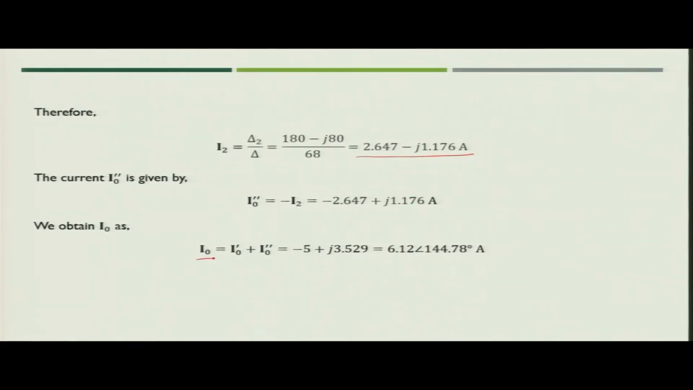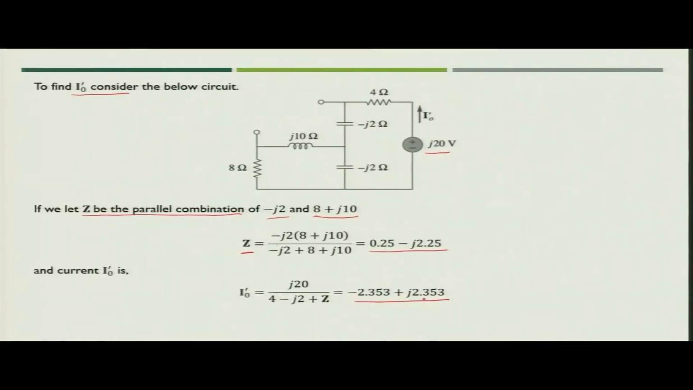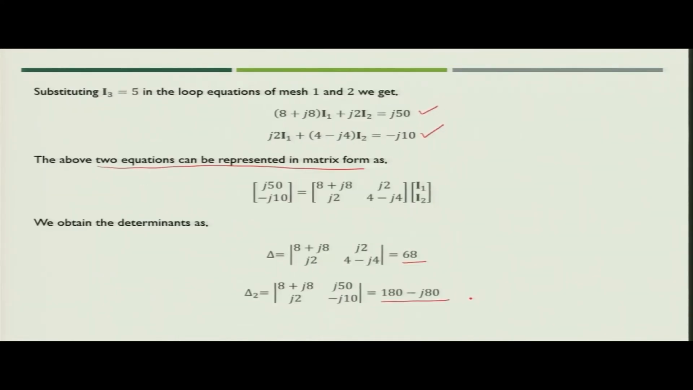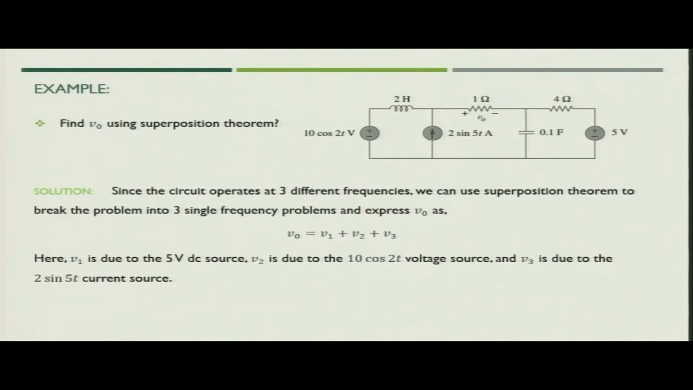Now, the I naught value will be I naught dash plus I naught double dash. I naught dash we found here, that is minus 2.353 plus j2.353, and you also got the value of I naught double dash. Then when you sum up, you get the value of final current I naught, that is 6.12 angle 144.78 degree.